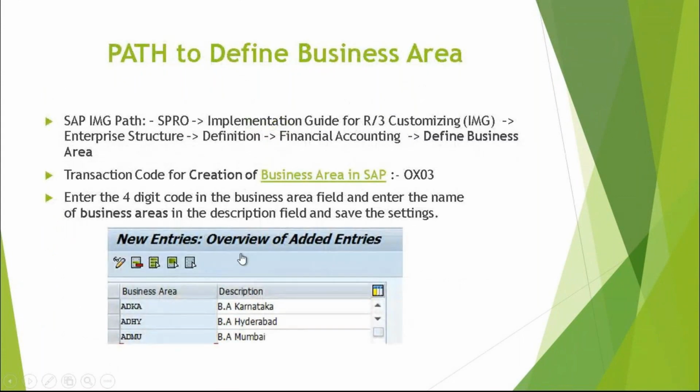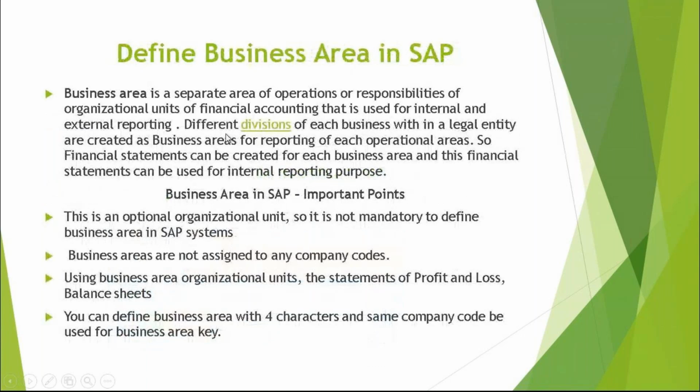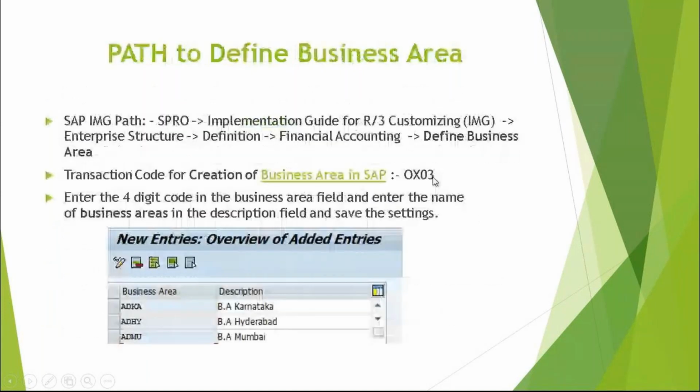So here the business area name will be the company code. The description can be anything, whichever area you are going to represent. It might be Karnataka, Hyderabad, Mumbai, or any place. That is how I will specify the business area. Okay, write down the path and the T code. Let me know once you have written.